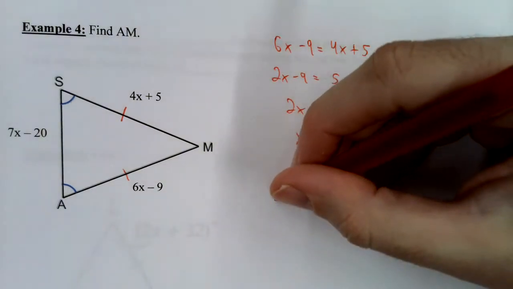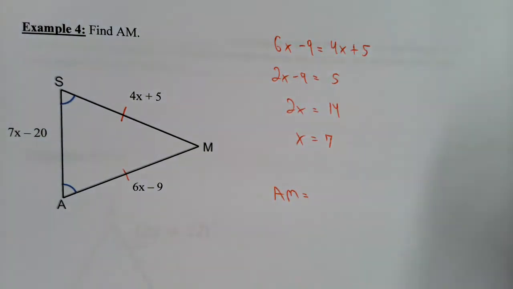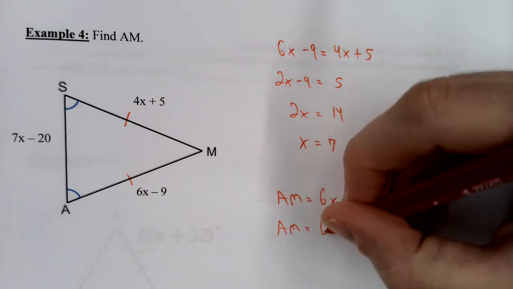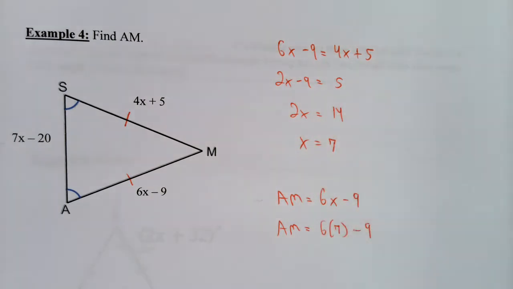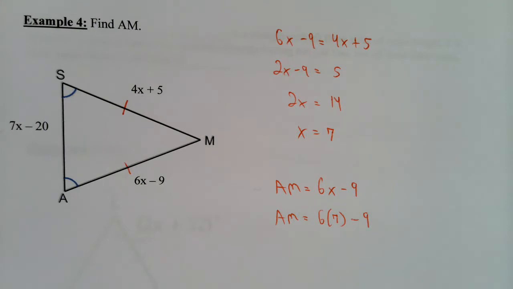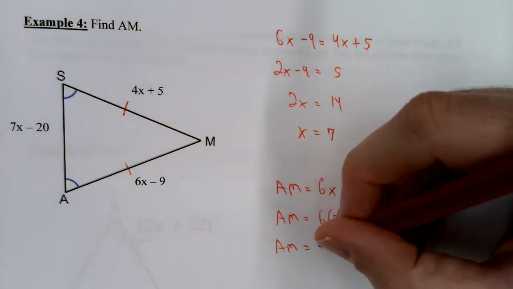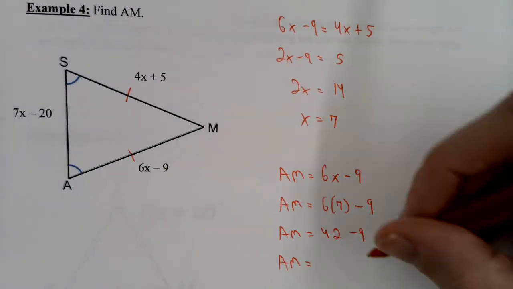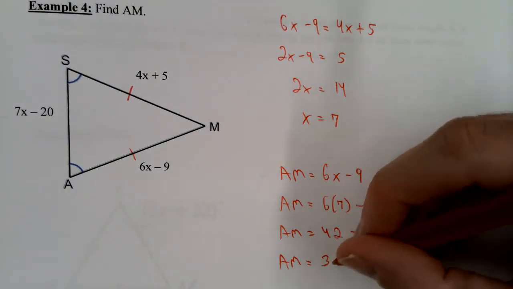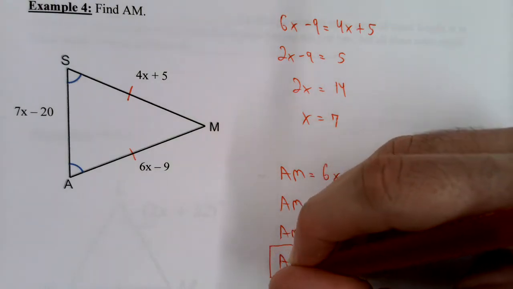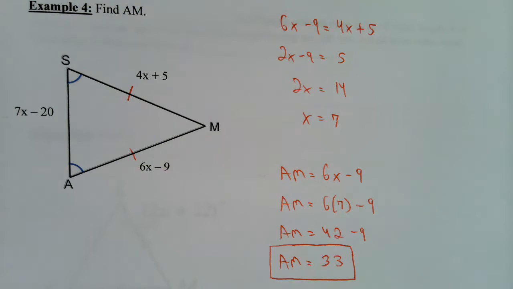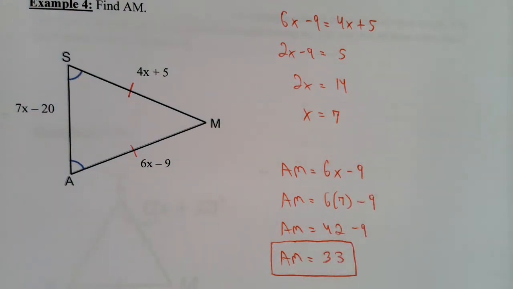Now let's find AM. AM equals 6x minus 9. So AM equals 6 times 7 minus 9. So 42 minus 9, which gives you 33. Now also notice how I'm writing the answer. Think back to Unit 1. You do not put the bar above AM when you say AM equals a certain number. So no segment bar above AM.